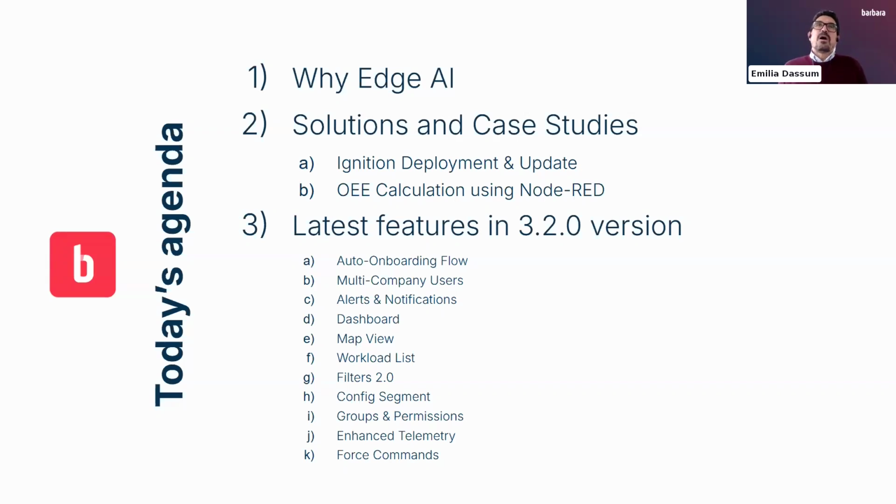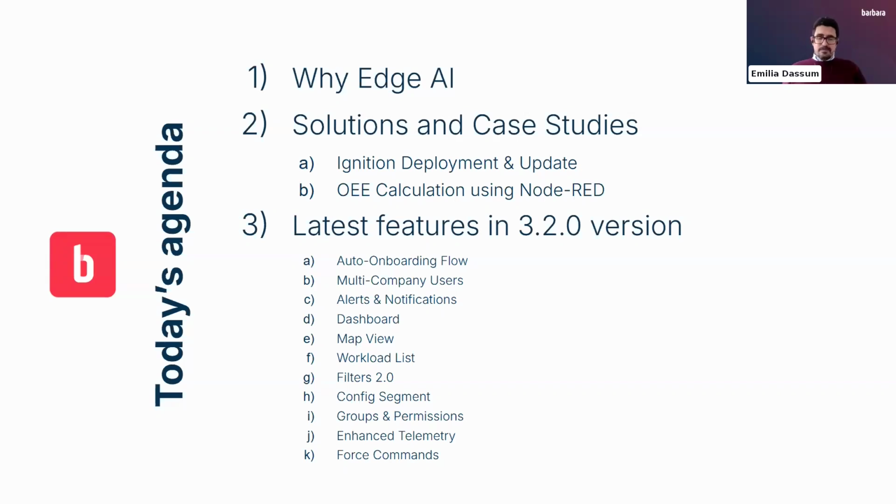Then once we have seen both use cases, we will make a review of the latest features, the 3.20 version, the latest version we have for Barbara Panel, because we have included some good functionalities, some functionalities that were requested by our customers, like the dashboard, like the auto onboarding flow, which is very useful for new people entering the platform. We will see these different functionalities in detail later.